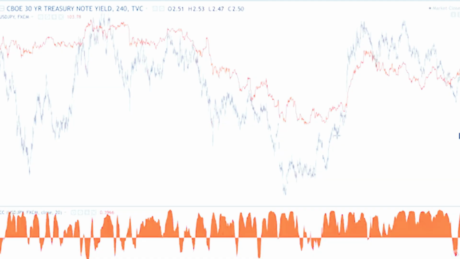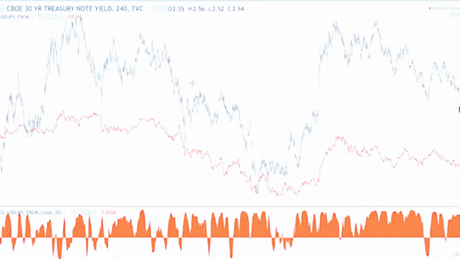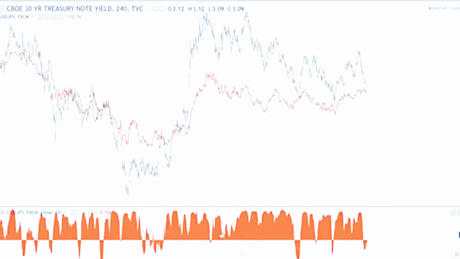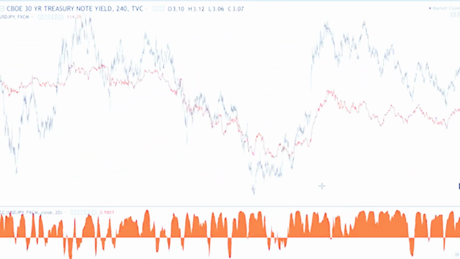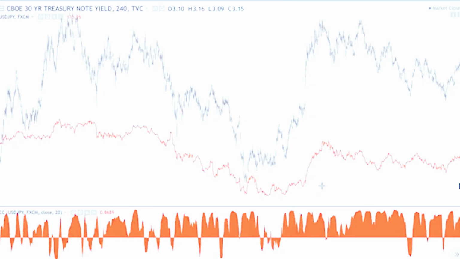And then here, another very, very important correlation. We have the treasury yields from the US, and we have also the US dollar and the Japanese yen. The ticker symbol for this one, if you want to try it out, is TYX, and it's the 30-year treasury note yield. And we have the US dollar, Japanese yen. The correlation here you can see is super positive. So the correlation and the connection between those two is very high.